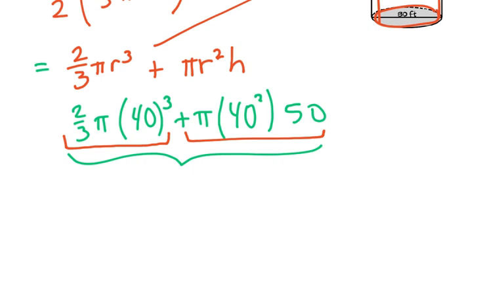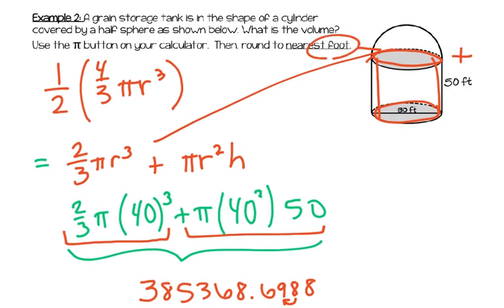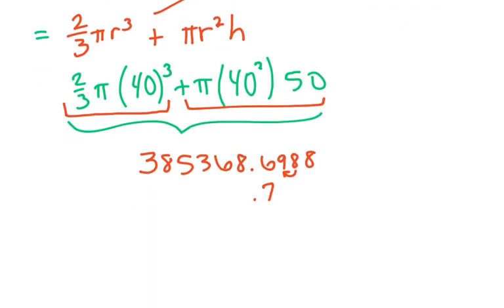So what this comes out to be, I did use the pi button on my calculator, and so I get 38,536.6988. And so I'm going to round this to the nearest hundredth, so that's going to make that 9 turn into a 10, so it's going to be 0.7. Oh, it says round to nearest foot. Just kidding. So instead of 8, we're going to go 9 here.